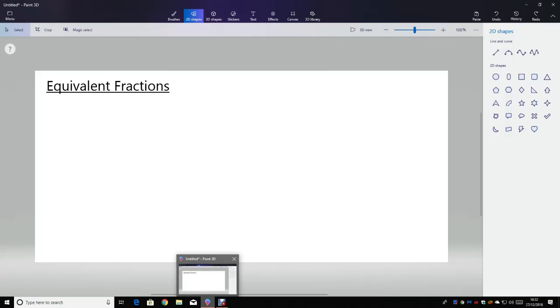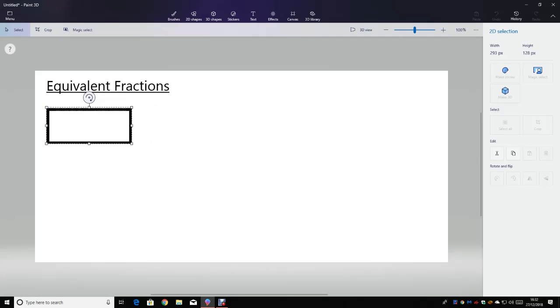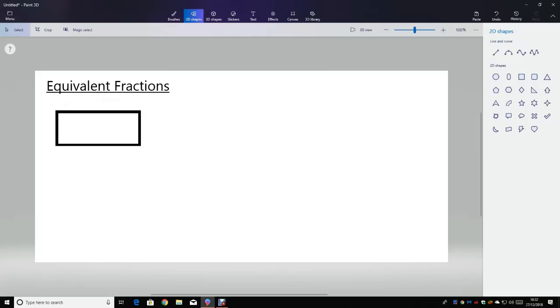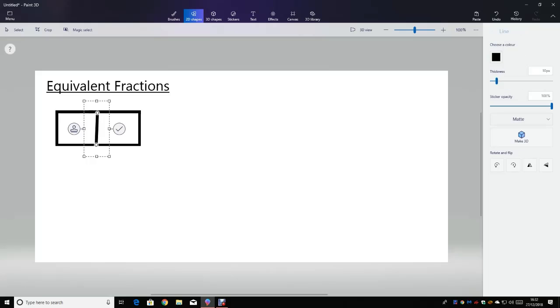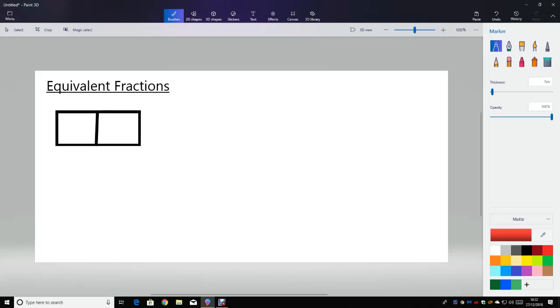Now let's take a chocolate bar for example. Here's my chocolate bar. Like so. Let's drag it up here. Okay, and I'm now going to split that chocolate bar into two equal parts. Okay, so I split it into two and I eat one of those parts. And I shall show you what I mean.